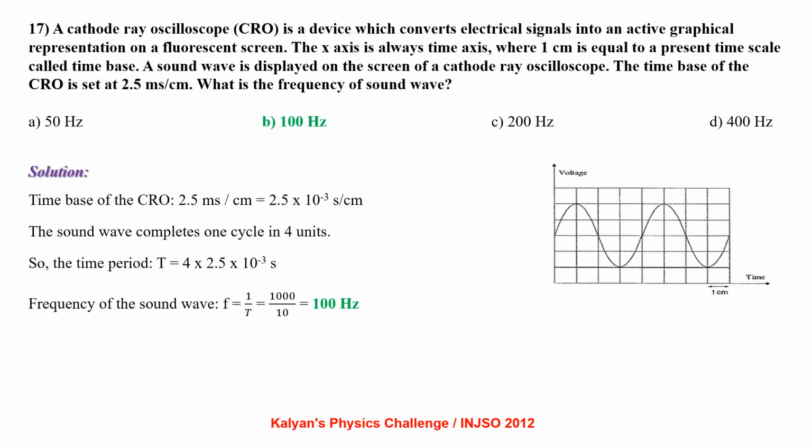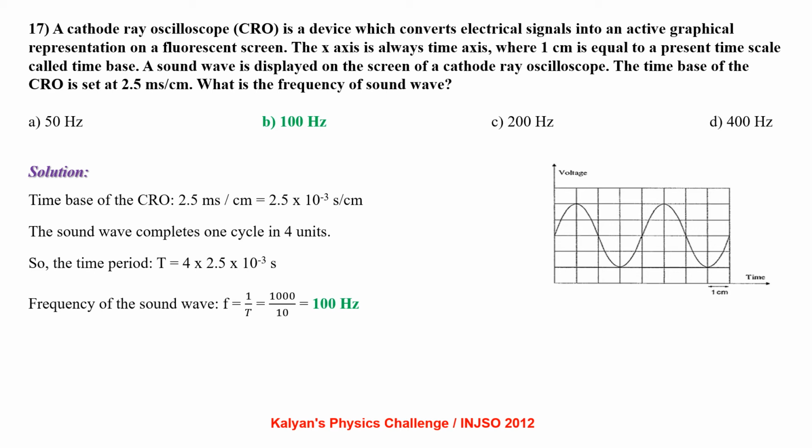A cathode ray oscilloscope is a device which converts electrical signals into an active graphical representation on a fluorescent screen. The x-axis is always the time axis, where 1 centimeter is equal to a preset time scale called time base. A sound wave is displayed on the screen of the cathode ray oscilloscope. The time base of the CRO is set at 2.5 millisecond per centimeter. What is the frequency of the sound wave?